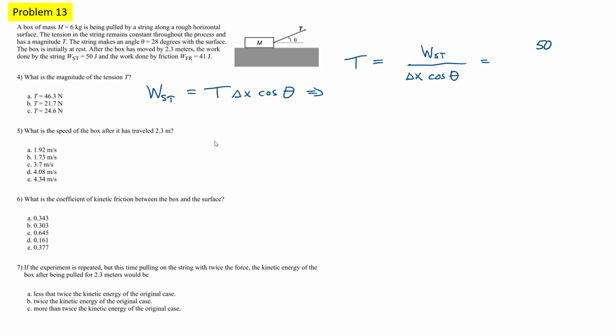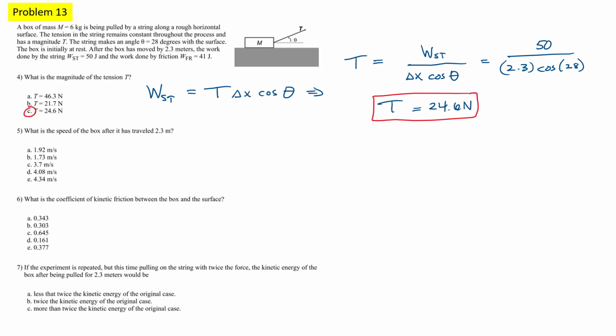So we get 50. The distance is 2.3 meters. And now cosine of 28 degrees. So we get a tension force of 24.6 newtons. All right, that corresponds to choice C. Go ahead and box that up. All right, not too bad a question.